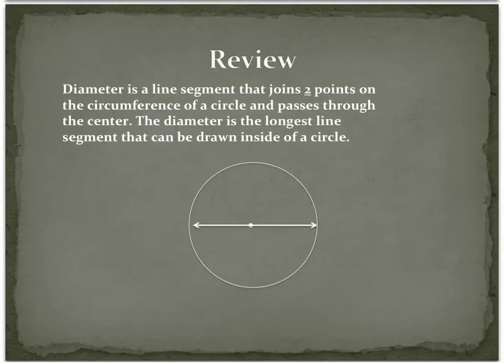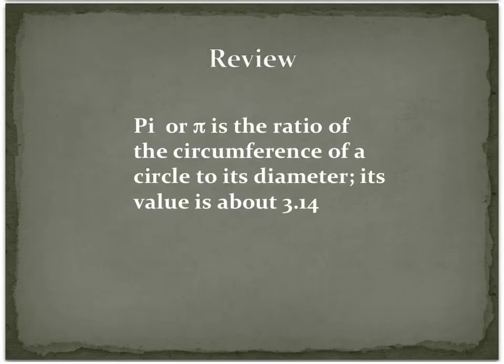And a diameter is a line segment that joins 2 points on the circumference of a circle, passes through the center, and the diameter is the longest line segment that can be drawn inside of a circle. So pi, or the 16th letter of the Greek alphabet, is the ratio of the circumference of a circle to its diameter. Its value is about 3.14.